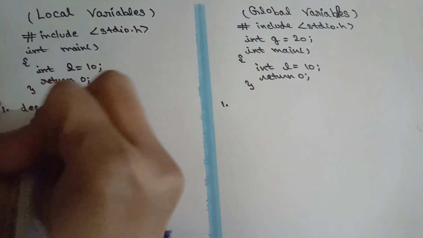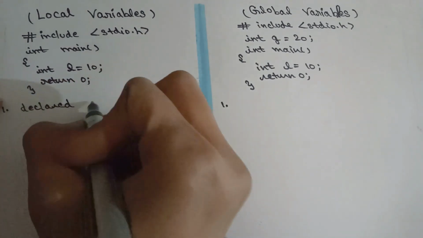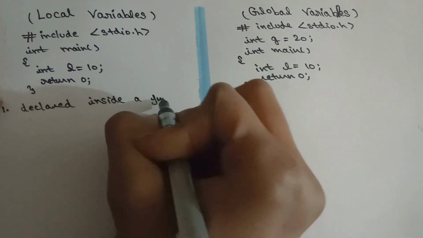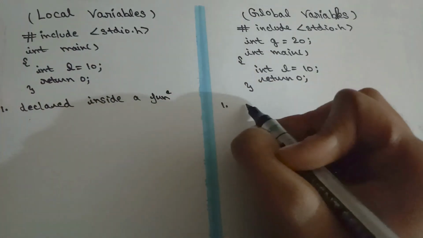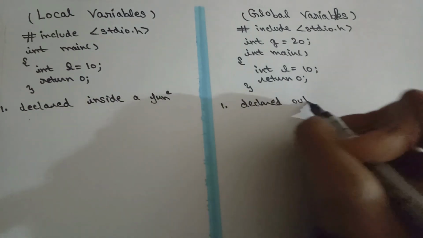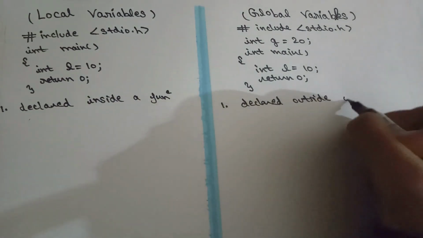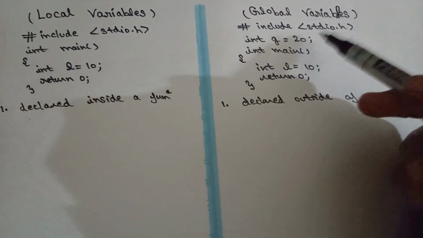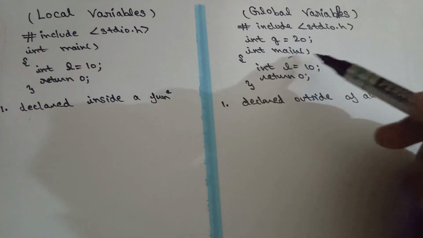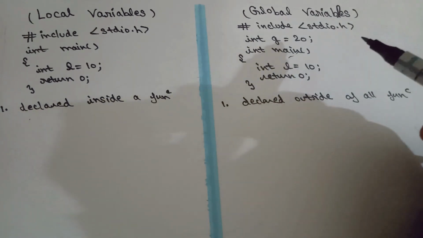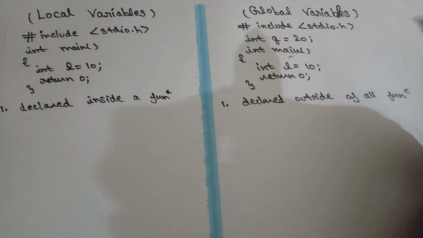is declared inside a function, whereas a global variable is declared outside all the functions. Alright, as you can see in this example, this is a local variable declared inside the main function, or it could be any function like fun function, print function, or calculate max function, any function, right?